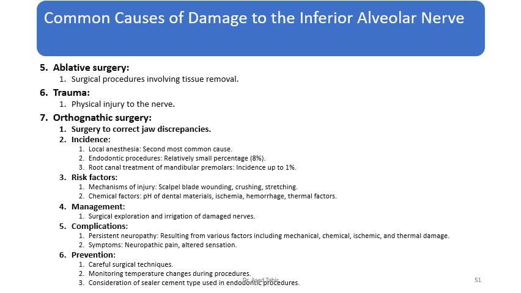Management, surgical exploration and irrigation of damaged nerves. Complications. Persistent neuropathy, resulting from various factors including mechanical, chemical, ischemic, and thermal damage. Symptom: neuropathic pain, altered sensation. Prevention. Careful surgical techniques. Monitoring temperature changes during procedures. Consideration of sealer cement type used in endodontic procedures.